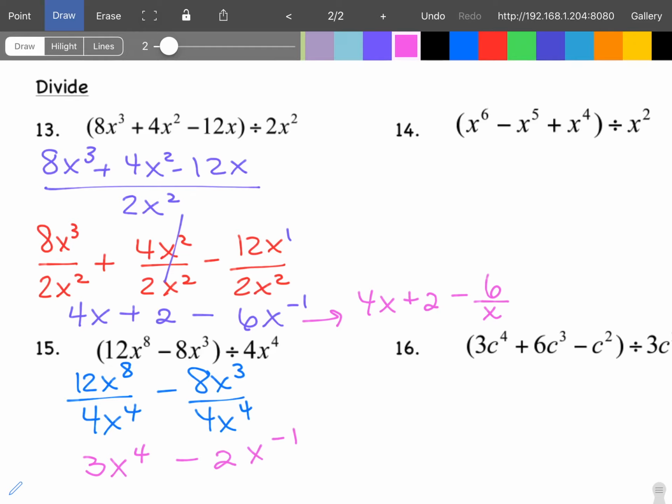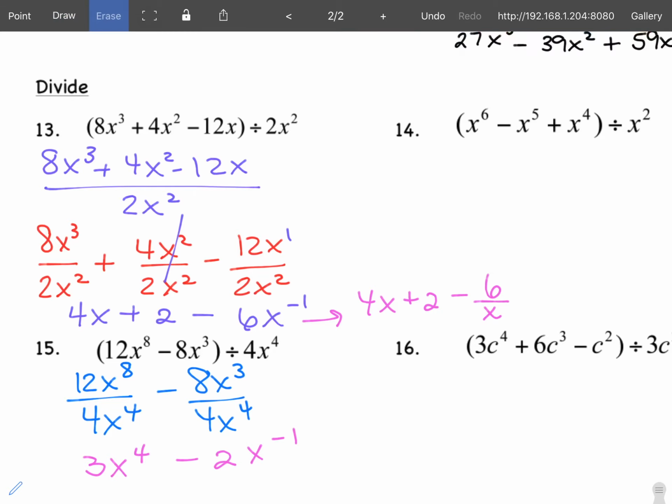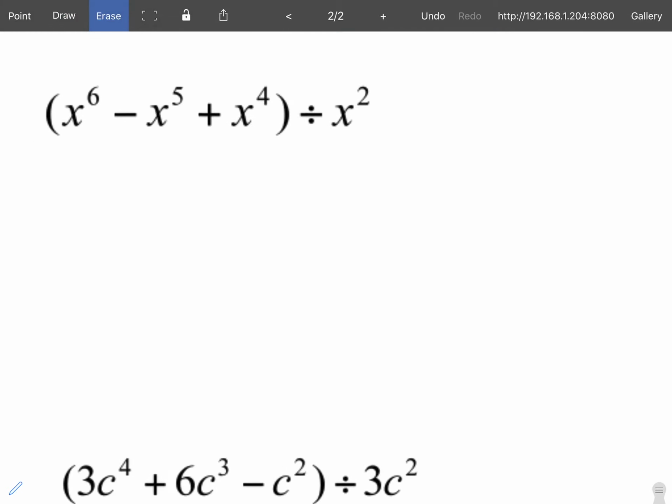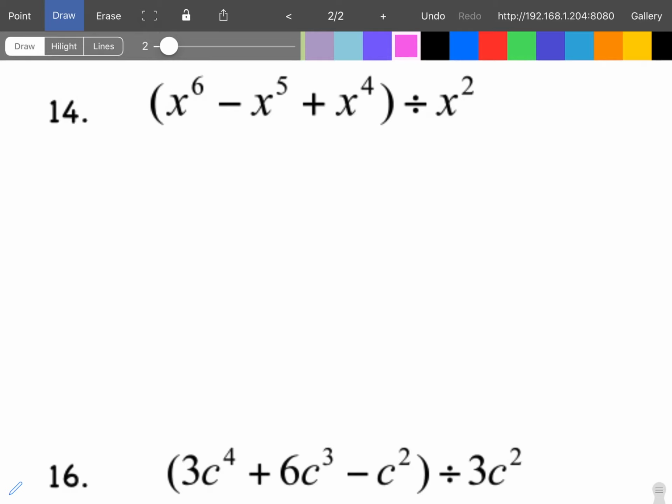All right, if you would pause this, please try the last two, 14 and 16, on your own and then start this back up. Okay, let's see how you did.